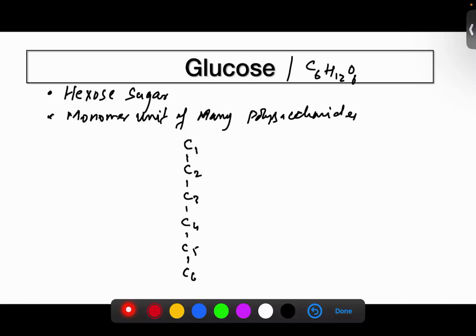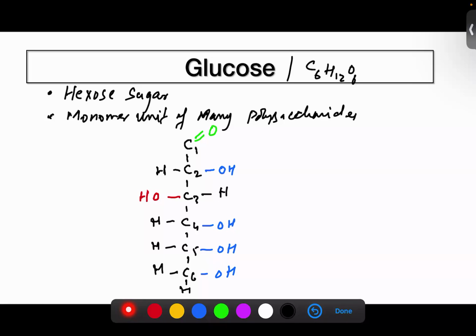Carbon number 3 will have an OH group on the left side, and the rest of the others will have the OH group, the hydroxyl group, on the right side. Every carbon has a hydroxyl group attached to it. So we will draw all of them on the right side, except carbon number 3. And as the valency of carbon is 4, we will complete this valency by writing another hydrogen on the other side of it. However, carbon number 1 has a double bonded oxygen with it, and a hydrogen here as well.